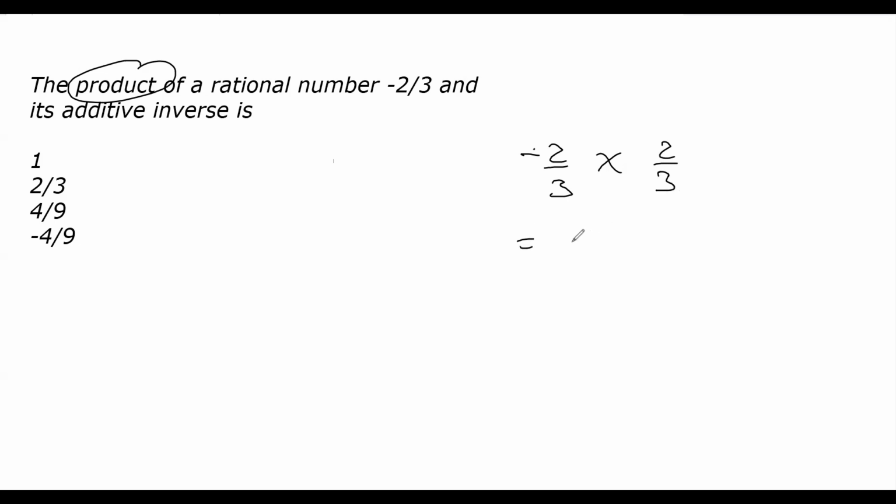Now if I multiply, this is negative 2 into 2, so 2 into 2 is what? 4, 4 divided by 9. So we'll say negative 4 by 9. So negative 4 by 9 is the correct option in this case.